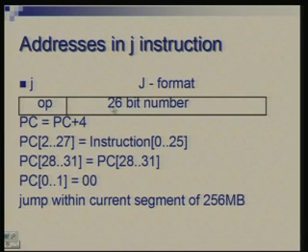So, these 26 bits of the instruction, which I am saying instruction 0 dot dot 25, are the 26 LSBs of the instruction corresponding to this field. They are placed in positions 2 to 27 of the PC. Bits 28 to 31 of the PC are unchanged, and bits 0 to 1 are 0 and they remain 0.